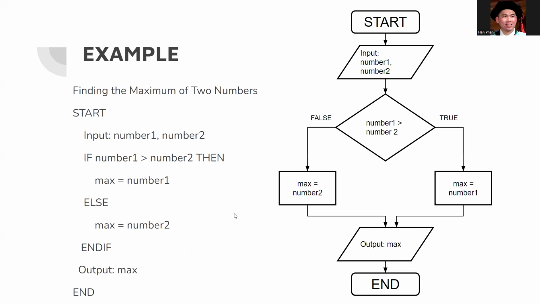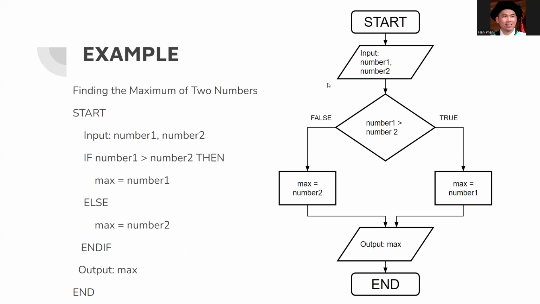Let's have a look at an example. In this example, on the left-hand side, we have the pseudocode. We have the start of the algorithm, taking the input number 1 and number 2. And then we have an if condition here. It's a branching condition. If number 1 is greater than number 2, then max is equal to number 1. Else, max equals number 2. And then the end of the branching condition. And then finally, you're going to output the max. And we will end the algorithm here.